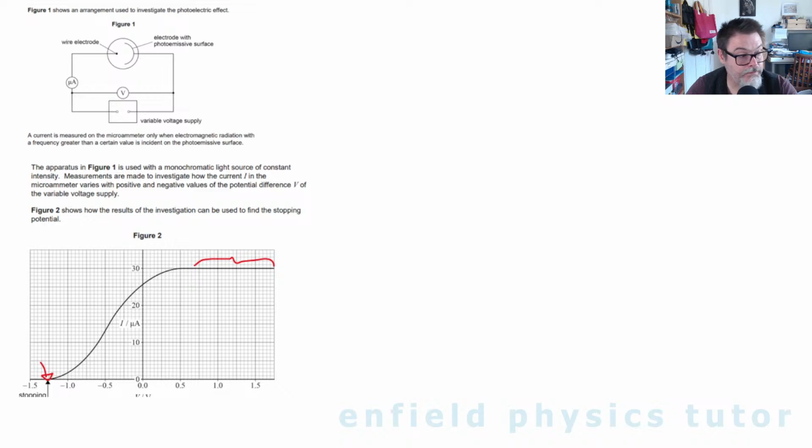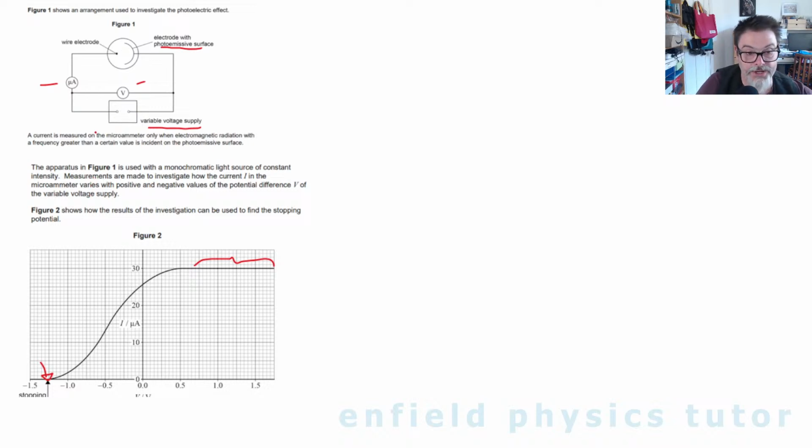Okay, next bit. This is a wonderful question that came up on one of the papers a couple of years ago. There's an awful lot to this question, but there's just a couple of bits I want to look at to make sure that we've got our heads around them. So we have a similar circuit to the one I've been drawing. Notice the curved surface there on our electrode. So very sensitive ammeter, voltmeter, variable voltage. Notice it doesn't say anything about positive and negative.